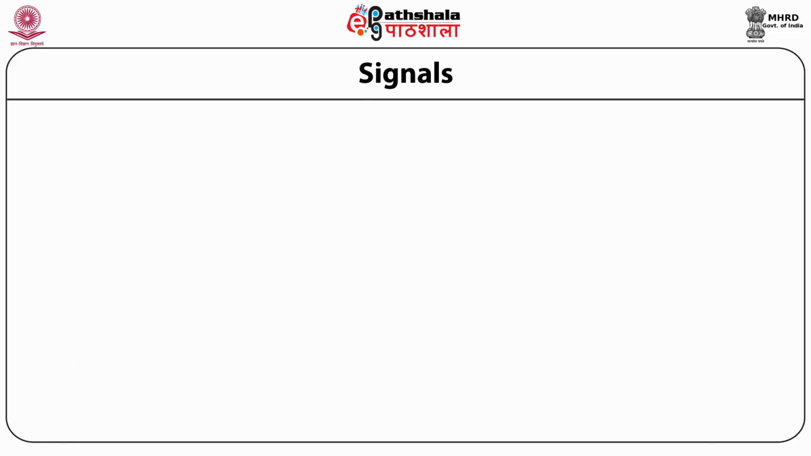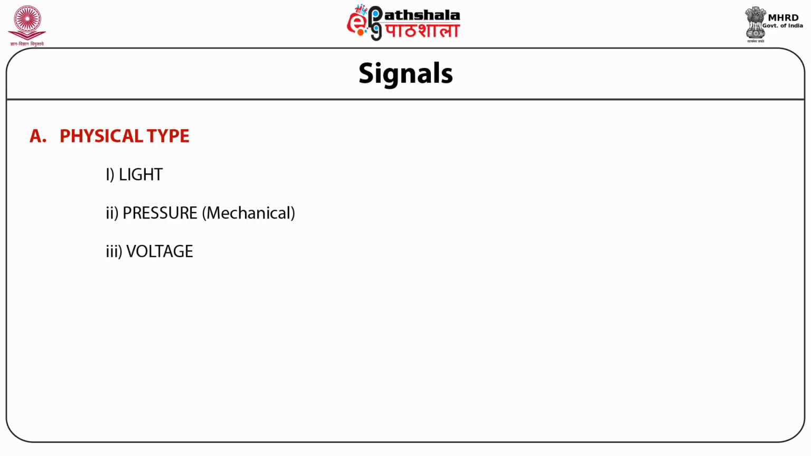We use this term signal for this means of communication, because we have already said communication or signal is essentially a coded message. So if we now ask a question, how many types of signals are there through which communication occurs among living organisms, we notice that they are basically of 2 types. One which we call physical type, in which the signal is essentially light or pressure, also called mechanical, or voltage, that is electrical voltage. We can give examples for each one of them.